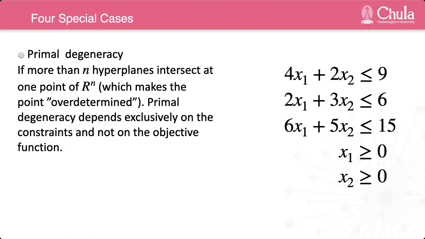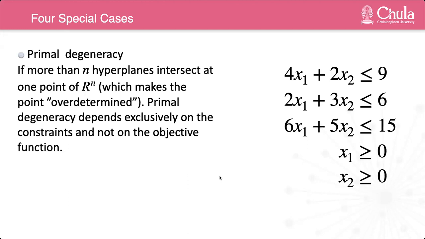The next one, I told you 4 special cases, right? So this one, the fourth one, we call primal degeneracy. In this case, we have only one solution. If more than n hyperplanes intersect at one point, and that point is the solution, we have only one solution. However, that point is over-defined by multiple constraints.